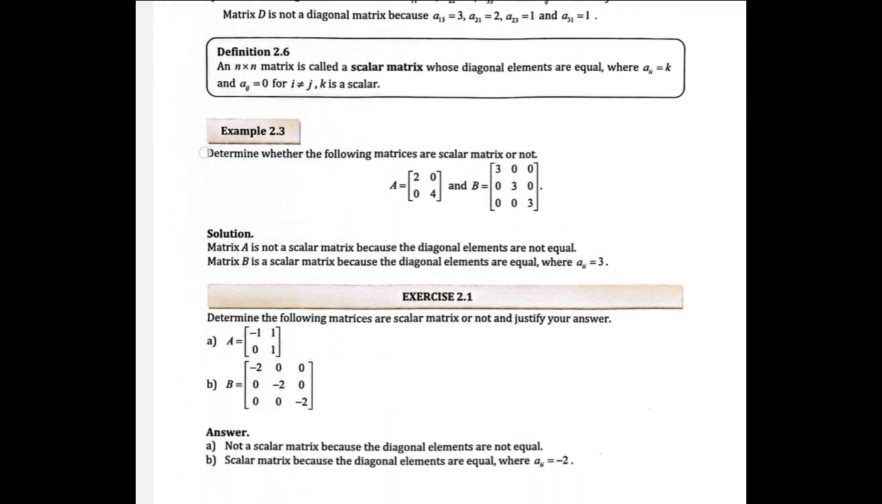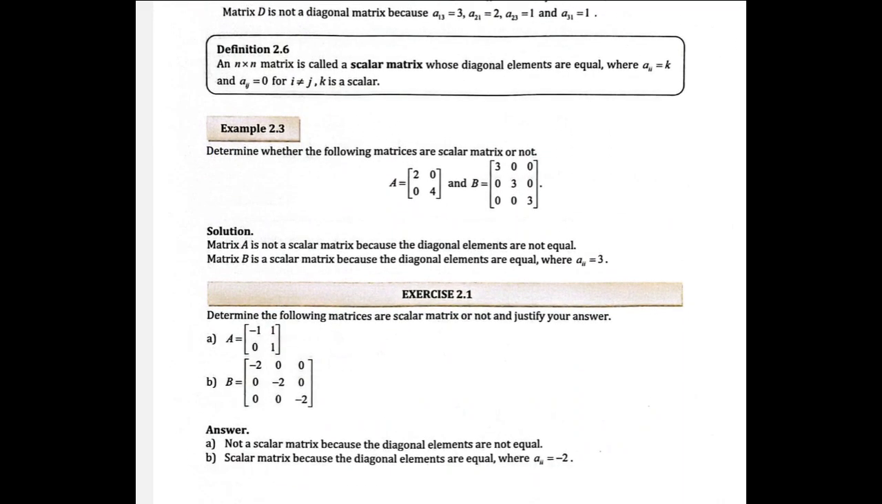Next, scalar matrix. It is a diagonal matrix where all diagonal elements are equal. So it is actually a diagonal matrix plus the condition that the elements are equal. A diagonal matrix that has equal elements is called a scalar matrix. And for this one, this is an example of a diagonal matrix but not a scalar matrix. And this is a diagonal matrix that is also a scalar matrix.